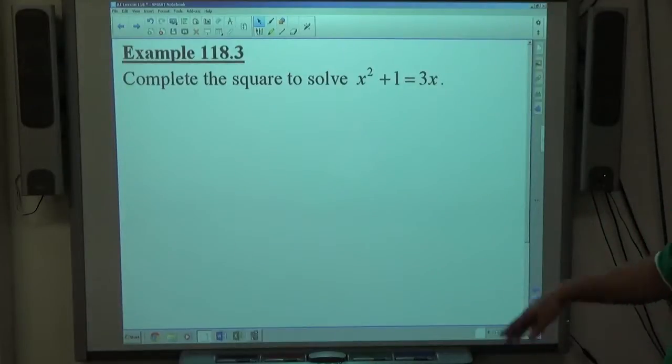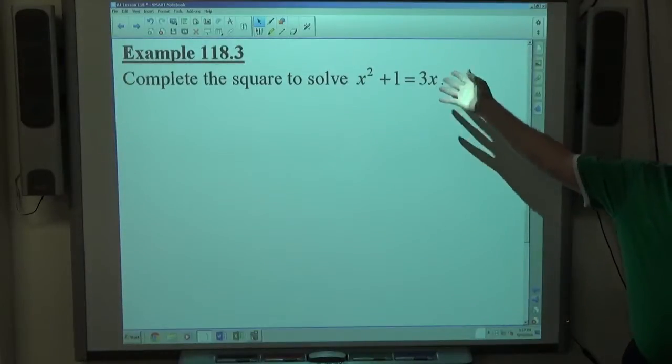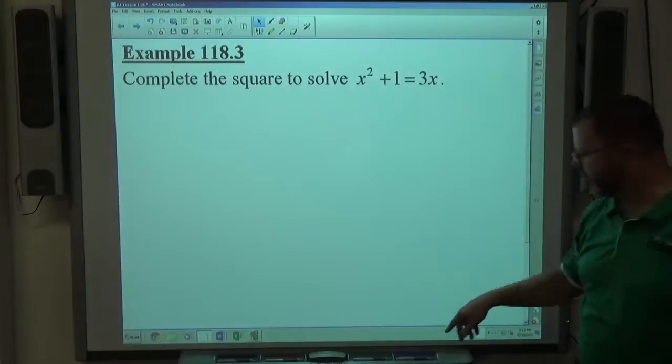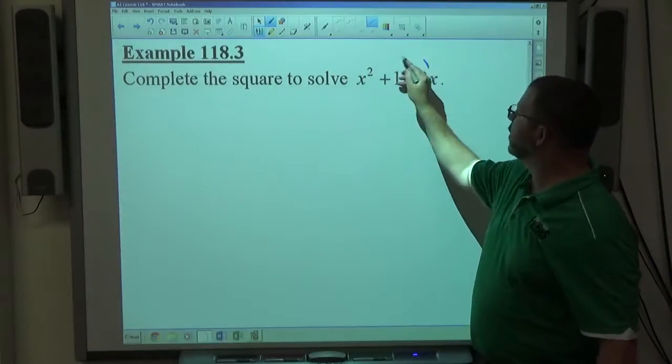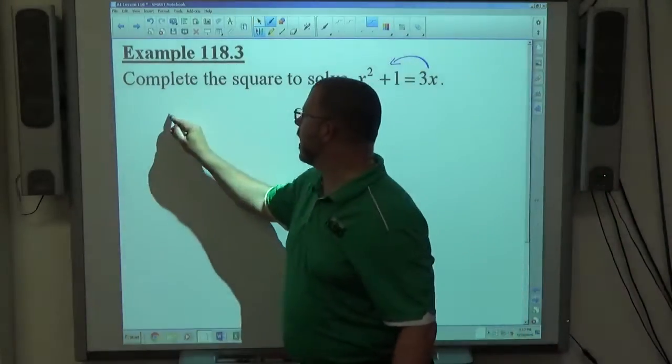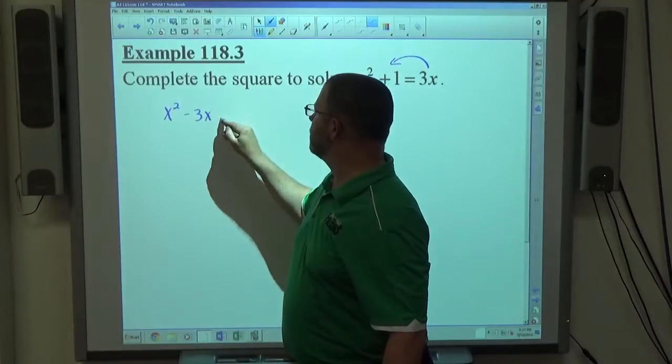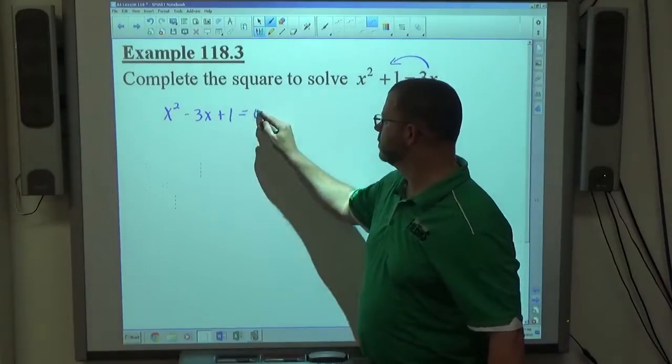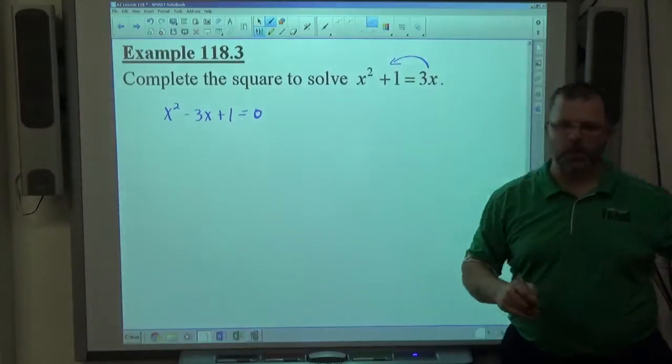Okay, example 3, another one with 3x. Since b is odd, it's going to be another one of these fractions. I'm going to go through this one a little bit quicker. First thing I do is move that over as I write on my paper. So x squared minus 3x plus 1 equals 0. That's always step 1: descending order, equal to 0.